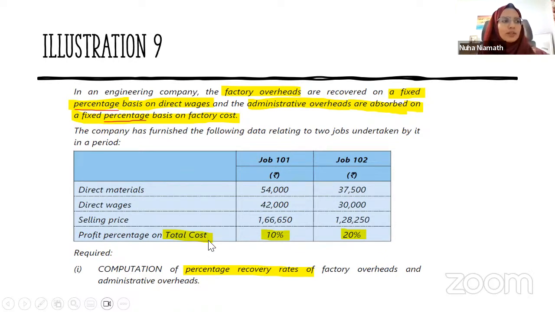So to begin with, the first thing that we'll have to calculate is the total cost from here, because we can see that we have the selling price and we have the profit percentage on the total cost. So with a reverse working, we can calculate the total cost from this information. And from that total cost, we can go ahead and calculate these missing figures.